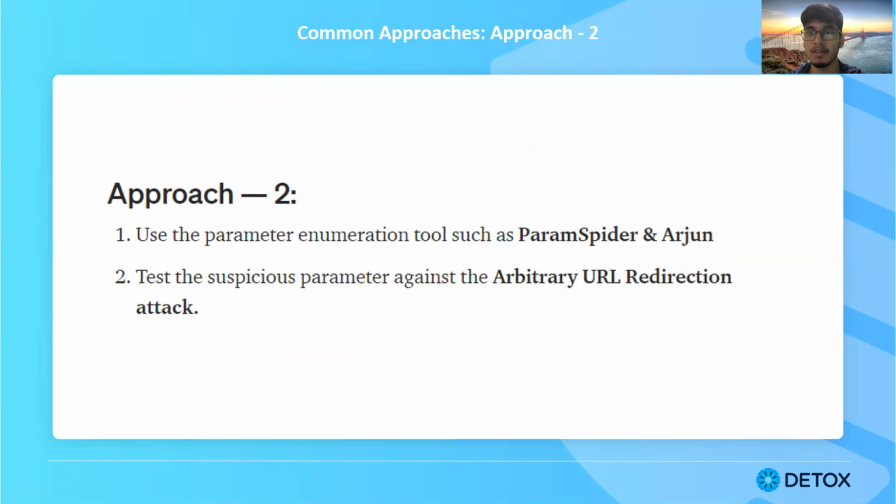Now, let's talk about approach 2, which is enumerating the parameters. This is where the application might not expose the return URL or forward parameter. In that case, you have to run tools like ParamSpider or Arjun to identify any GET or POST parameters which are of interest for performing an open redirection attack. Then you can take the suspicious parameters, manually put in the payload, and see their behavior to identify if the application is vulnerable to open redirection attacks.